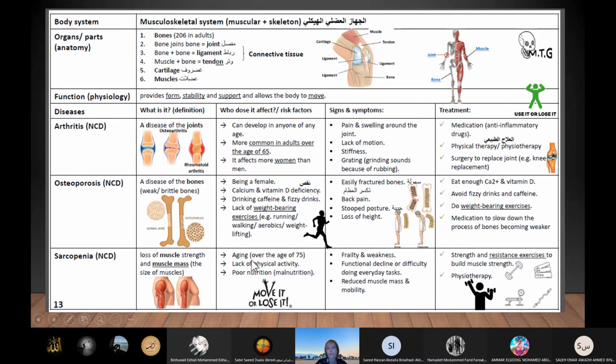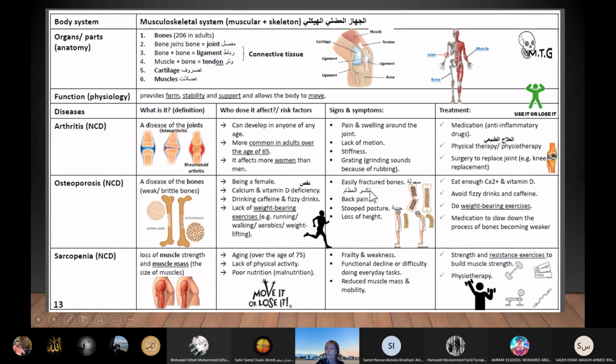But sarcopenia can happen to anyone over the age of 75. So if we have arthritis, we might feel pain, we might have stiffness, we might have a grating sound or a rubbing sound when we walk. Okay, it can be very painful.